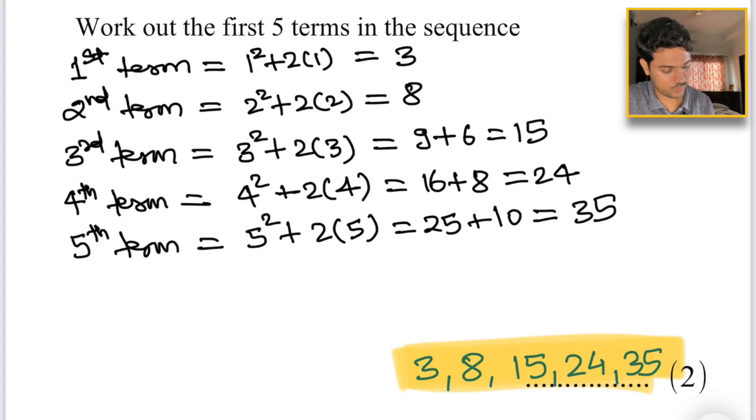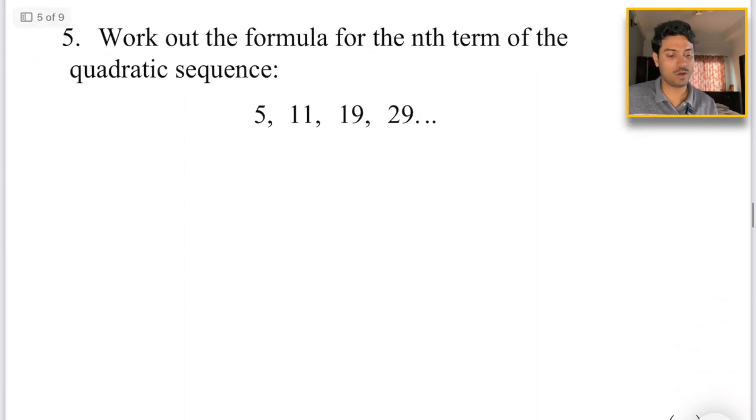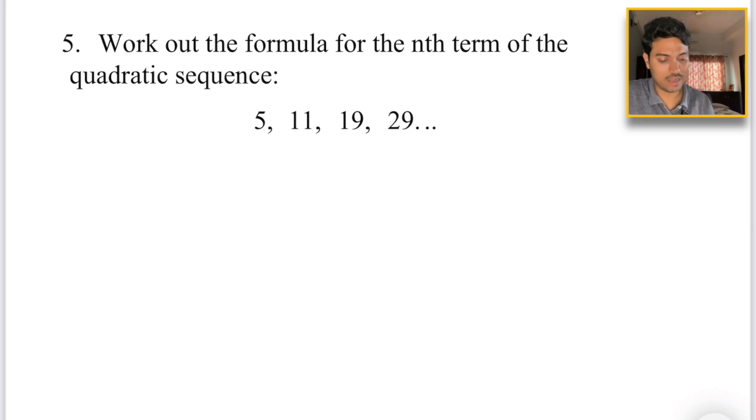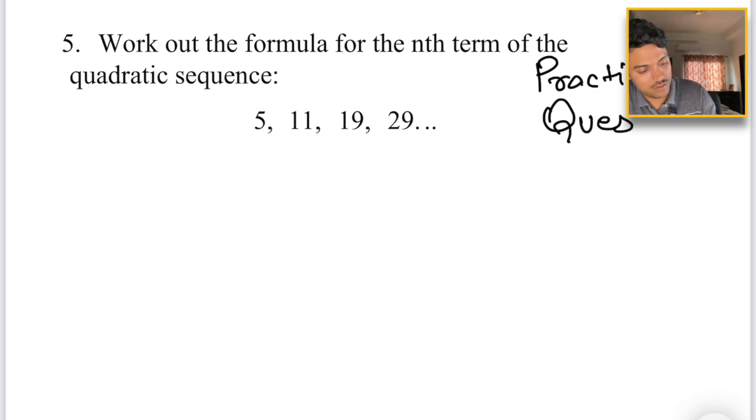We can check more questions. It says work out the formula of nth term of the quadratic sequence: 5, 11, 19, and 29. You can try this question, so consider this as a practice question. Solve question number 5, and you can just submit your answers in the comment section and tell me what's the nth term expression for question number 5.